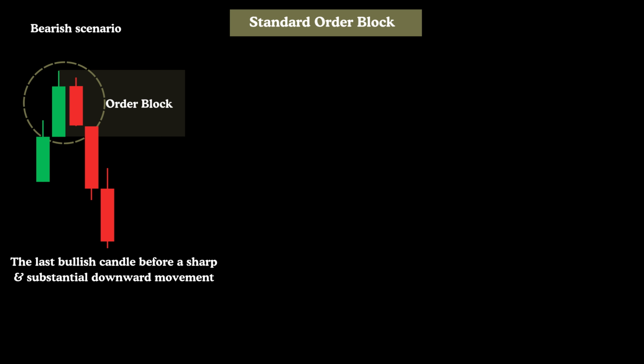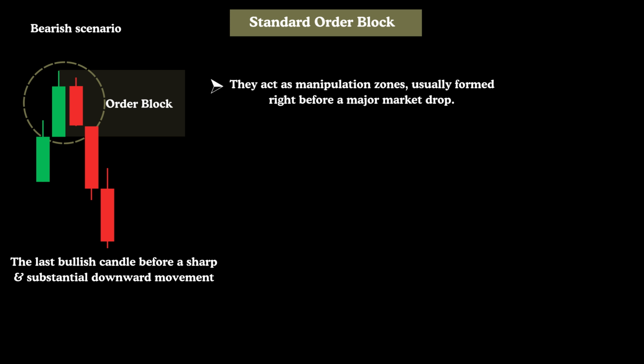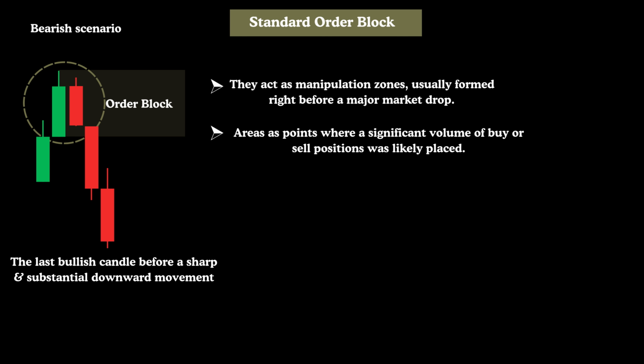The reasoning behind using these zones as potential reversal levels stems from the idea that they act as manipulation zones, usually formed right before a major market drop. Traders interpret these areas as points where a significant volume of buy or sell positions was likely placed. By incorporating these zones into our strategy, we aim to capitalize on the higher probability of a price reversal or directional change when price returns to these levels.